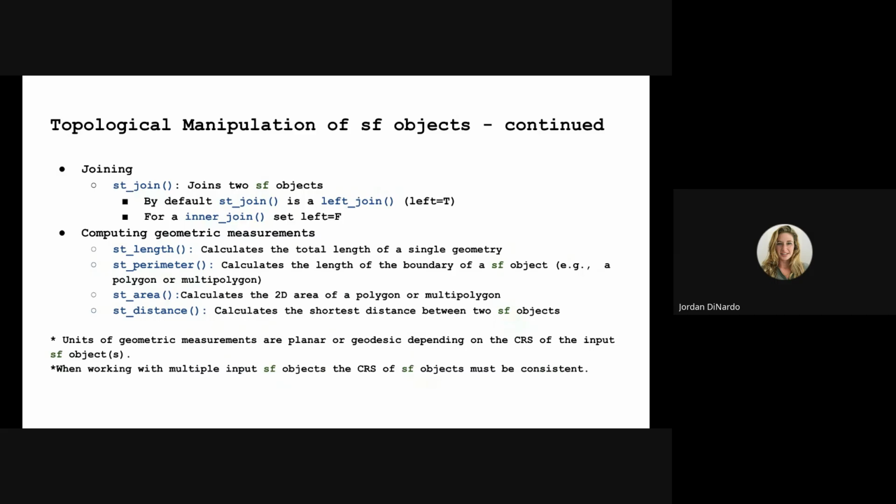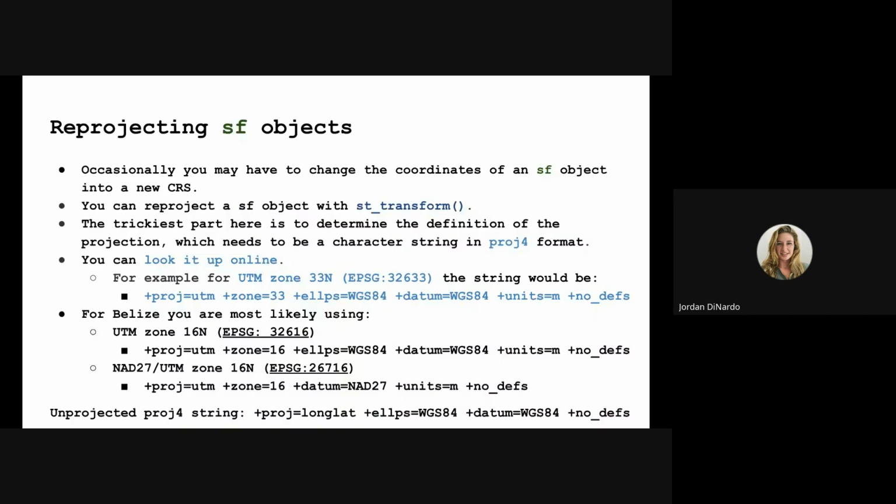Okay, yet again, I've emphasized that the units are very important here. And when working with multiple input SF objects, you have to ensure that the coordinate reference systems are consistent. So that brings me to reprojecting SF objects. You may have to change the coordinate reference system of an SF object into a new one, especially when you want your first shapefile to be intersected with another one. They have to match in terms of their CRS. And so you can reproject one of the SF objects using st_transform.